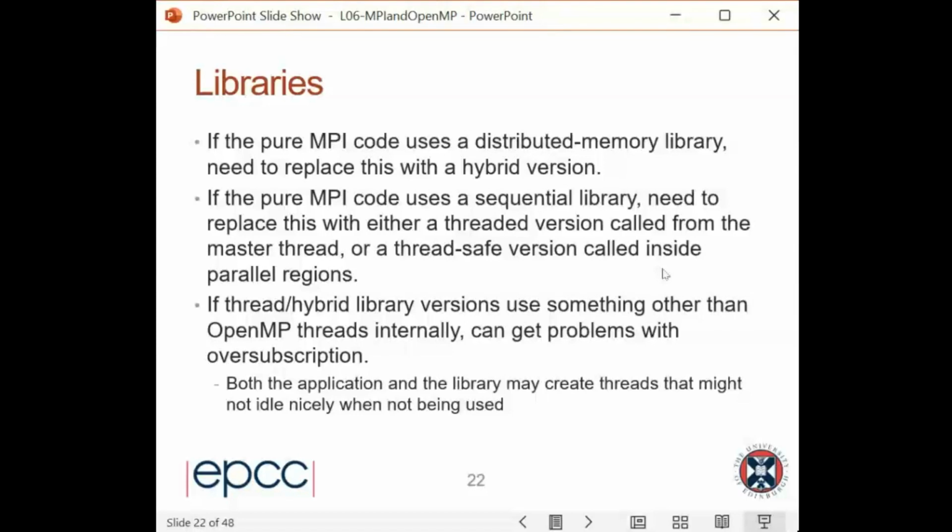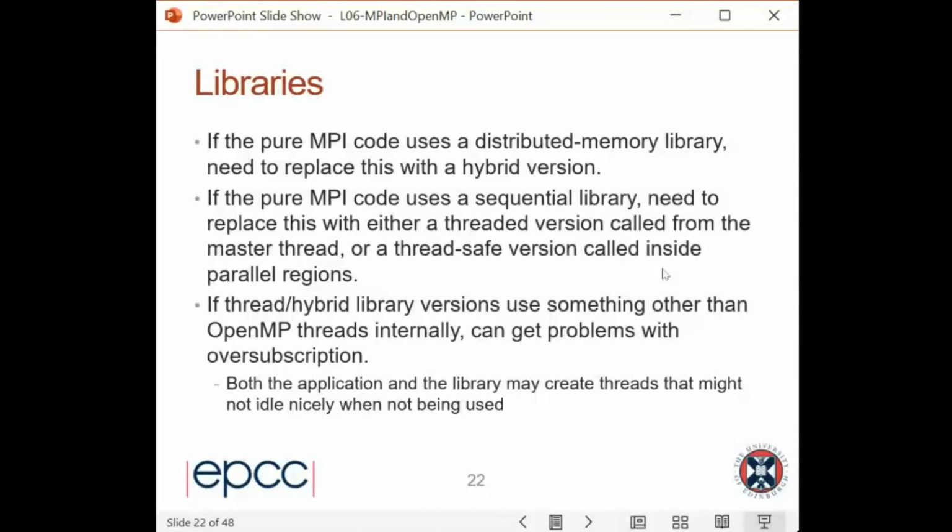The other problem is that if you have a pure MPI code, sorry, I've slightly jumped ahead of myself. If your MPI code uses a distributed memory library, that's a parallel MPI library, like a parallel Fourier transform library, it needs to have a threaded version. If your pure MPI code uses a sequential library, which might be for a local FFT, you need to replace it with a threaded version or a thread-safe version. We'll come back to this later.